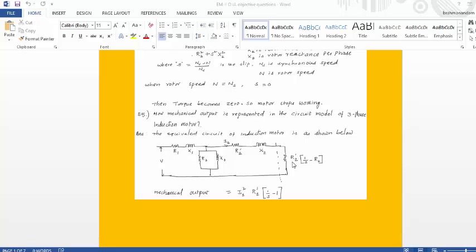And here we write R2 dash into 1 by S minus 1, not R2. So this R2 dash into (1 by S minus 1) is called the equivalent mechanical output. So mechanical output we can calculate like this: I2 square into R2 dash into (1 by S minus 1).